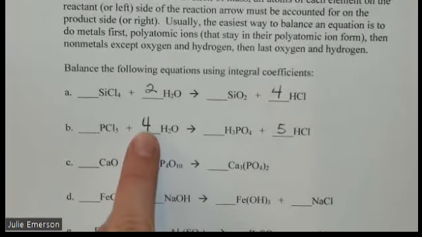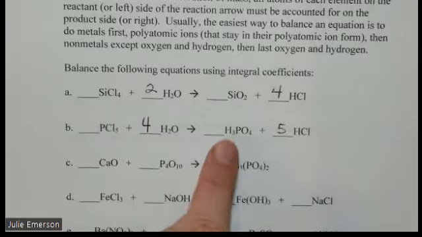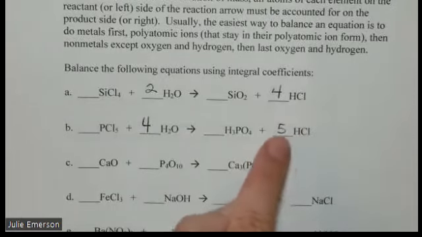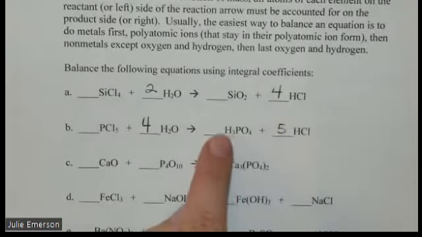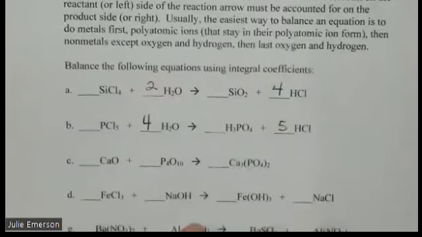So the 4 in front of water, H2O, means I've got a total of 8 hydrogens there, 4 times 2. So I need 8 hydrogens on the product side. I've got 3 in the H3PO4 and another 5 with the 5 HCls. So 5 hydrogens plus 3 is a total of 8, and that matches the 8 that I have on the reactant side. So that is another balanced equation.